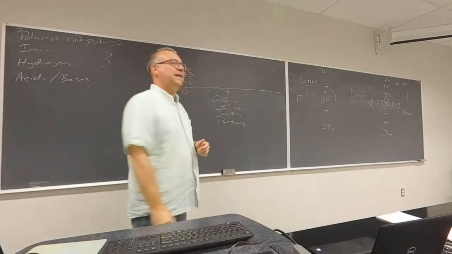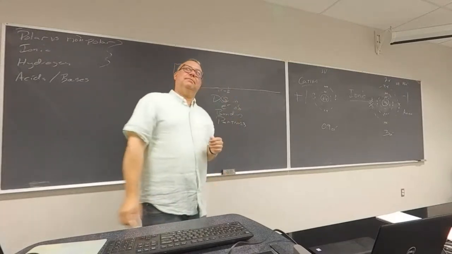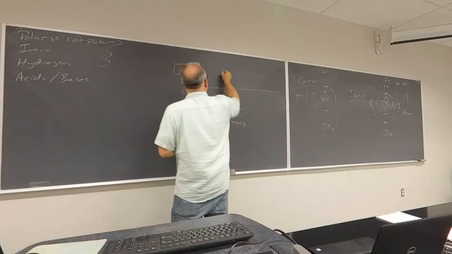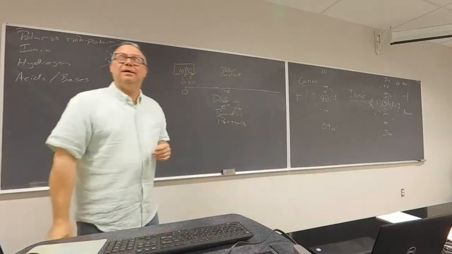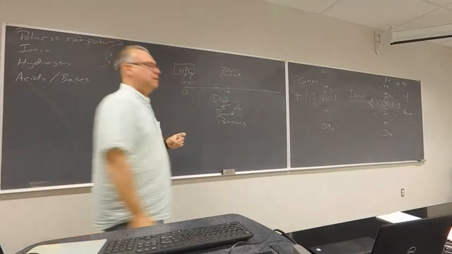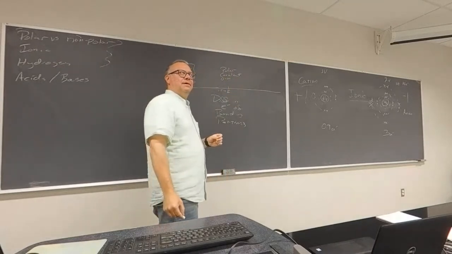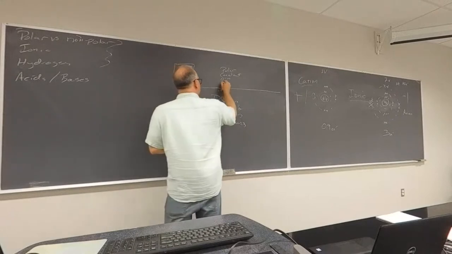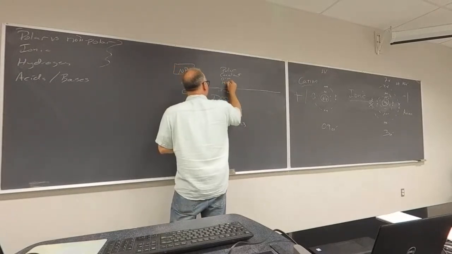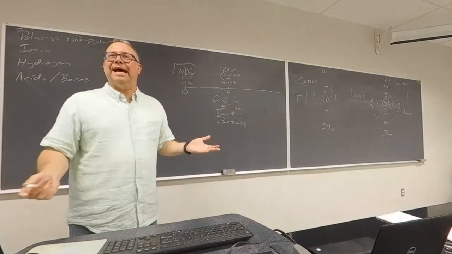What kind of bond is that? What kind of covalent? Polar. Fancy. Examples? Oxygen. Or? Water. Stuff like that.